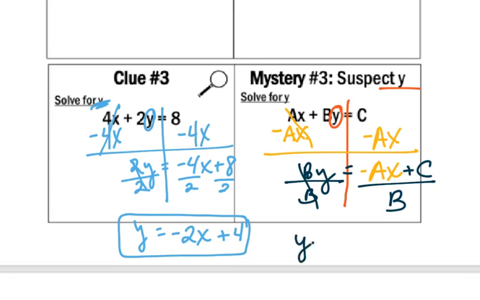So y equals negative ax plus c all over b. Okay, so on the left side, it's the algebra that you know. On the right side, we are extending your knowledge.